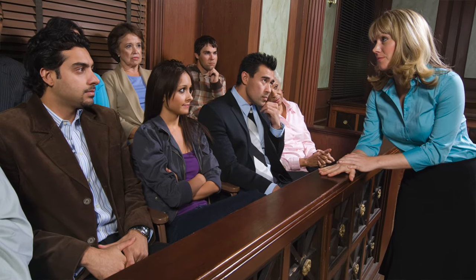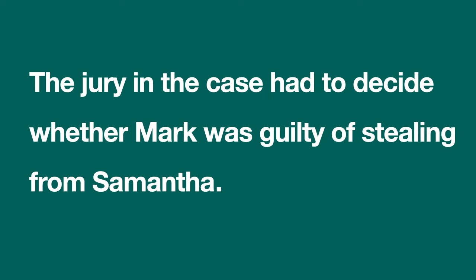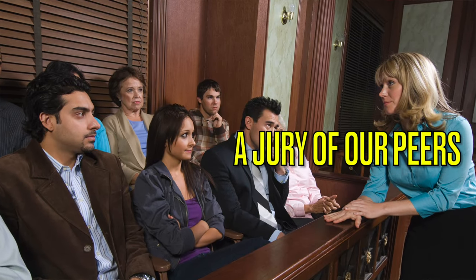A jury is a group of people who listen to the evidence in a trial and then make a decision whether the defendant is guilty or not guilty. Example, the jury in the case had to decide whether Mark was guilty of stealing from Samantha. By the way, a jury consists of 12 people. If you want to see a great old movie, I recommend the movie 12 Angry Men. Since the jury are citizens, like you and me, we call them a jury of our peers, the same as us, and they decide whether the person is guilty or not guilty.